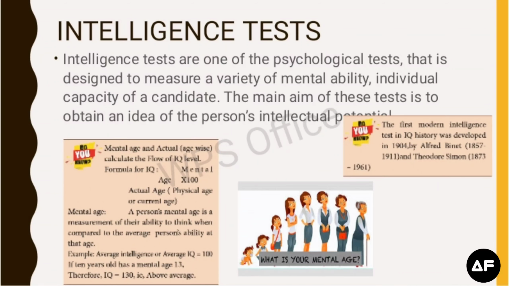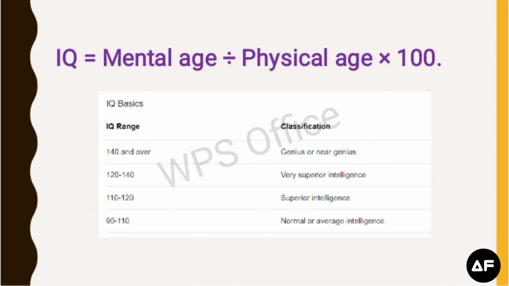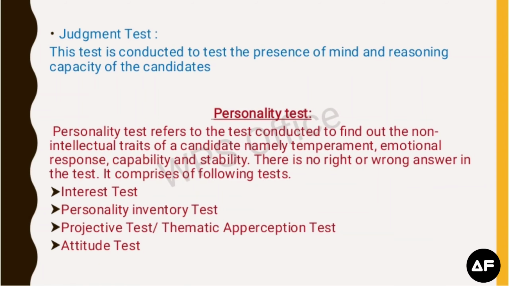Next is the intelligence test. It is one of the psychological tests. It is conducted to have an idea of the person's intelligence level. This IQ test, or the intelligence test, was first developed in 1904 by Alfred Binet and Theodore Simon. They were the two people who developed this IQ test.